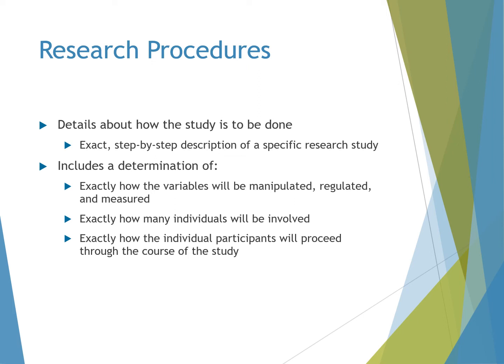We talked about some of these things in Chapter 3 when we talked about defining and measuring variables, and in Chapter 5 when we talked about identifying our participants. So we have to figure out exactly how variables will be manipulated, regulated, and measured, how many individuals will be involved, and how the individuals will proceed through the course of the study.